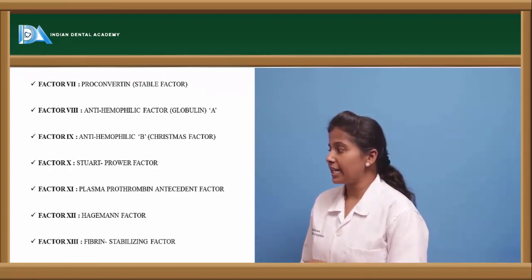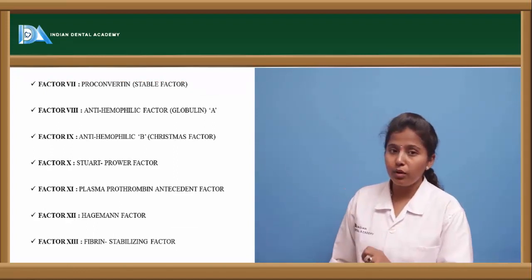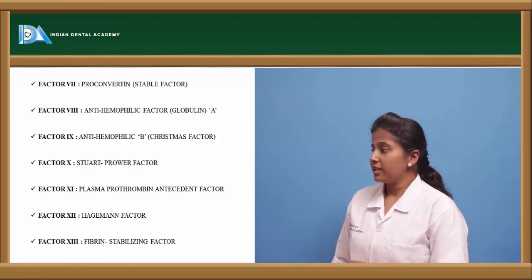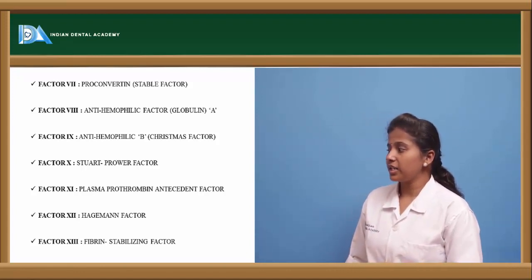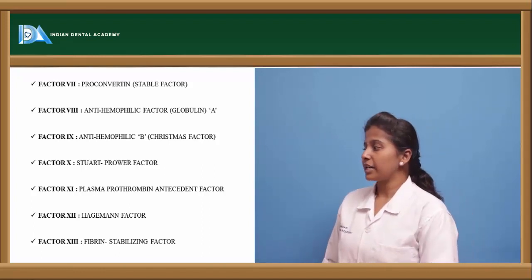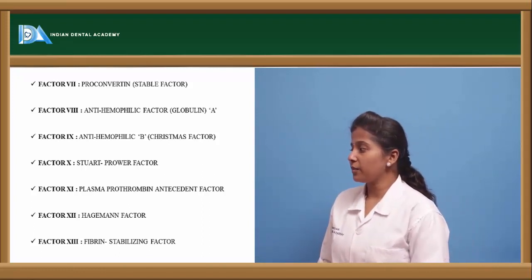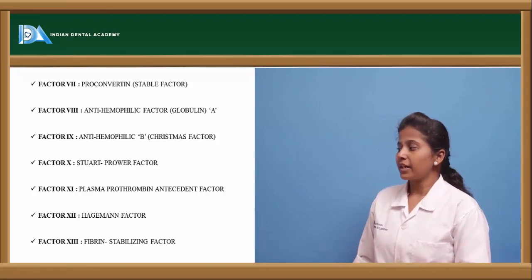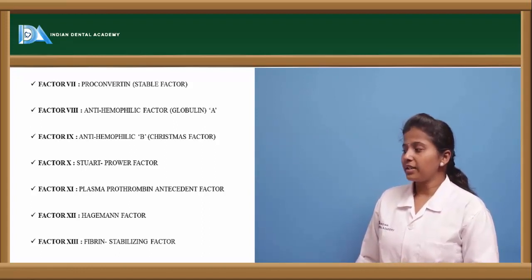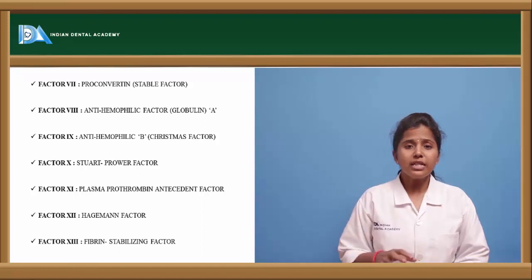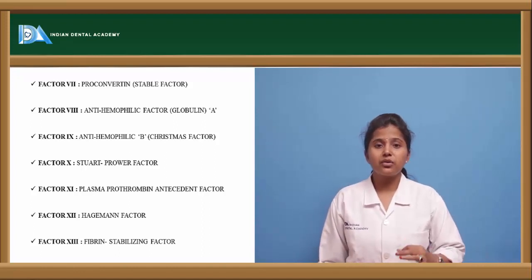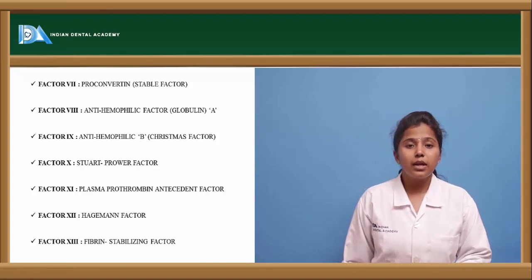Factor 8 is anti-hemophilic factor or globulin A. Factor 9 is anti-hemophilic factor B or Christmas factor. Factor 10 is Stuart-Prower factor. Factor 11 is plasma thromboplastin antecedent. Factor 12 is Hageman factor, and factor 13 is fibrin stabilizing factor. So all these factors play a very important role in the formation of blood clot.